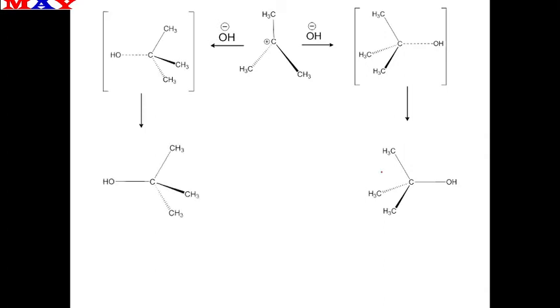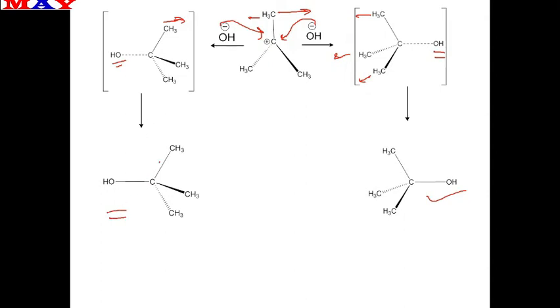So we show both the attacks. When OH minus attacks from this side, methyl will move to the opposite direction. The intermediate shows a half formed bond, and now when the bond is completely formed, we get this product. Similarly, from the other side, when OH attacks, methyl will move to the opposite direction. So OH is coming from this side, methyl has moved to the opposite direction, and we get this product through the intermediate.